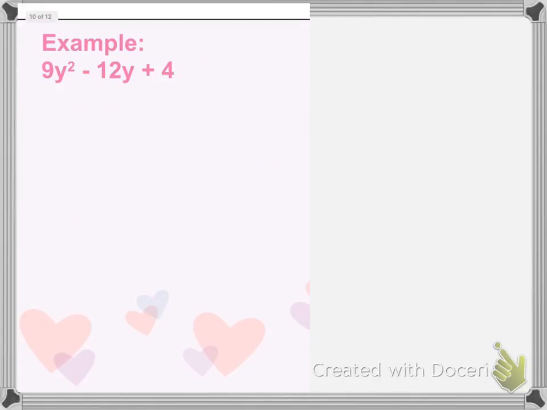All right, 9, 12, and 4. 9, 12, and 4 don't have any common factors, but I do notice that 9 and 4 are both perfect squares, so might as well check it. The square root of 9y squared is 3y. The square root of 4 is 2.